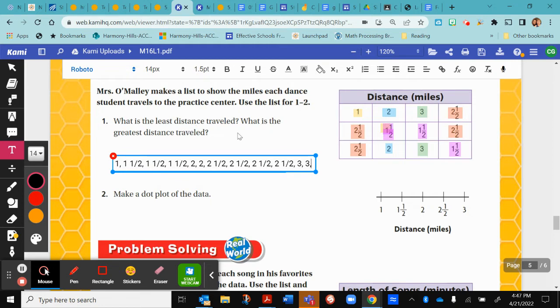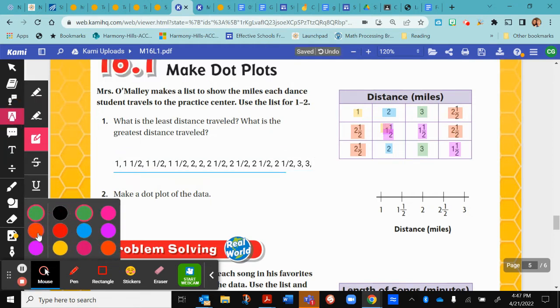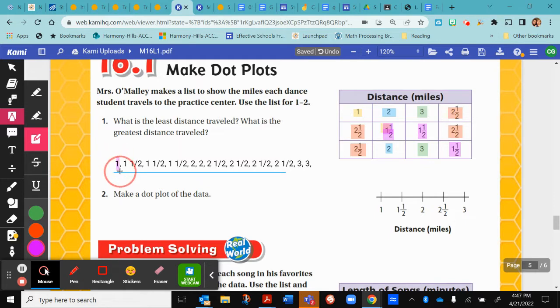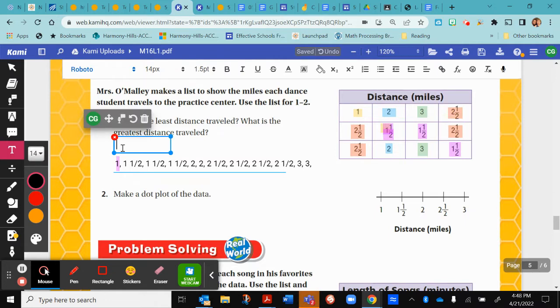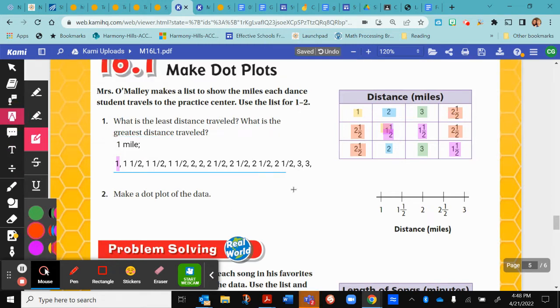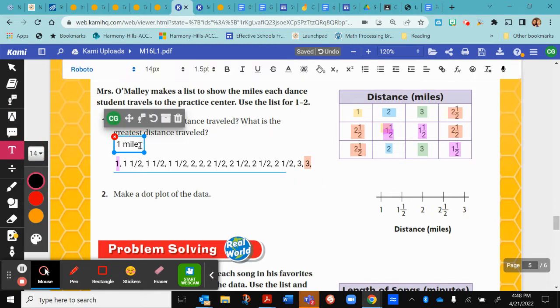Now it says, what is the least distance traveled? So looking here, I will do this in purple. This is least, so it will be 1 mile. And the greatest will be, and I'm going to just mark this here, 3 miles. Okay, and we had done this in class. I can't remember if I did it with the first period because we were running behind because y'all had guidance today. But this is what that would look like.